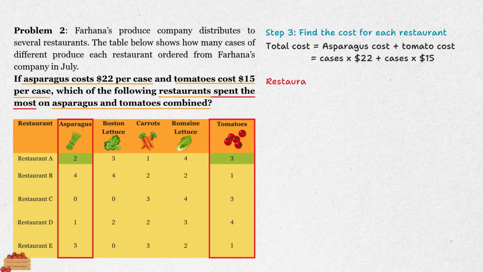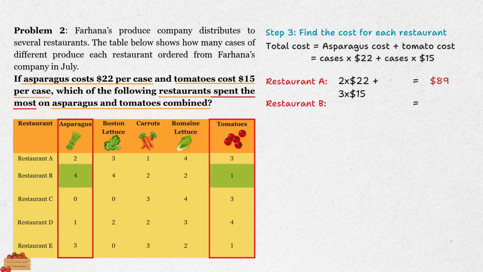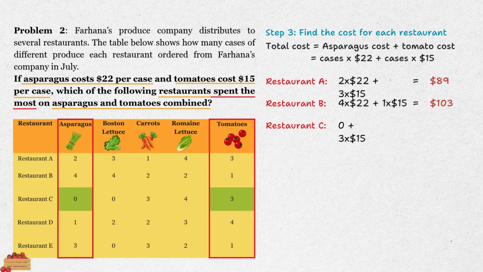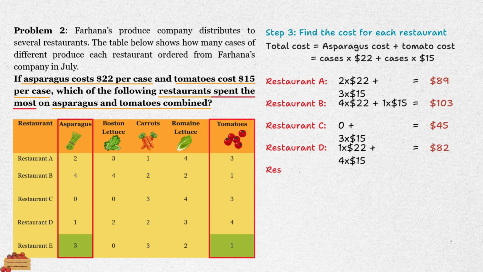For example, Restaurant A, 2 times $22 plus 3 times $15 equals $89. Restaurant B, 4 times $22 plus 1 times $15 equals $103. Restaurant C, 0 times 22 plus 3 times 15 equals $45. Restaurant D, 1 times 22 plus 4 times 15 equals $82. Restaurant E, 3 times 22 plus 1 times 15 equals $81.